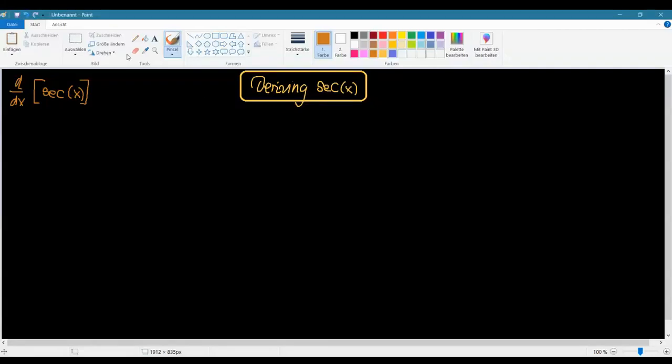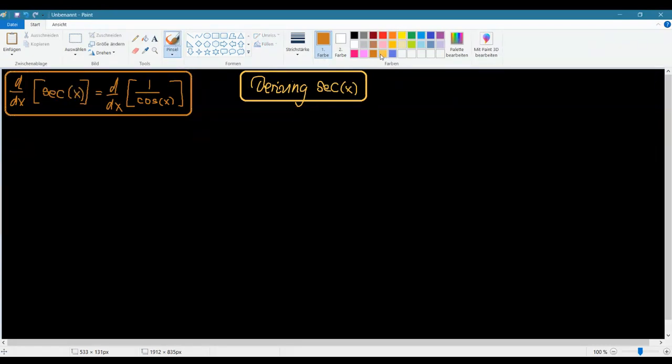Today we are going to derive secant x, and what we're going to do for our very first step is remember that secant is 1 over cosine. And so when we're deriving secant x, it's the same as though we were deriving 1 over cosine x. Well, that makes our life considerably easier because we already know how to derive cosine x. We just have to apply the quotient rule. So let's do that.